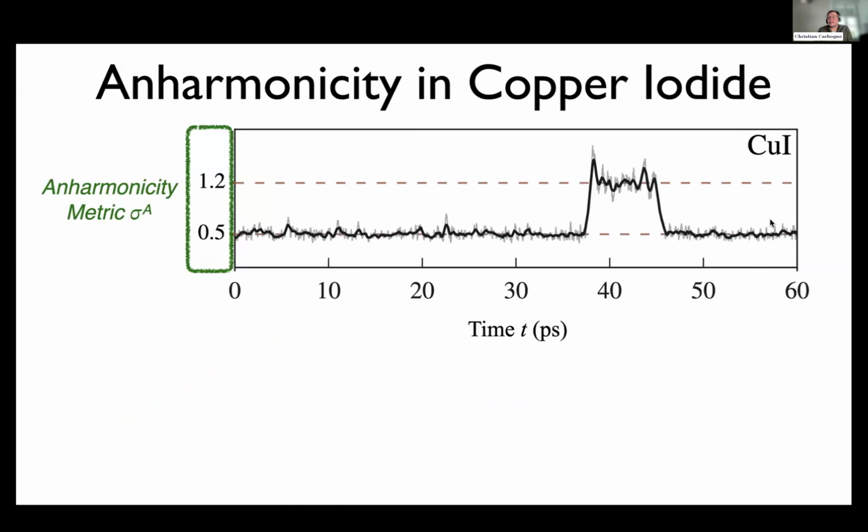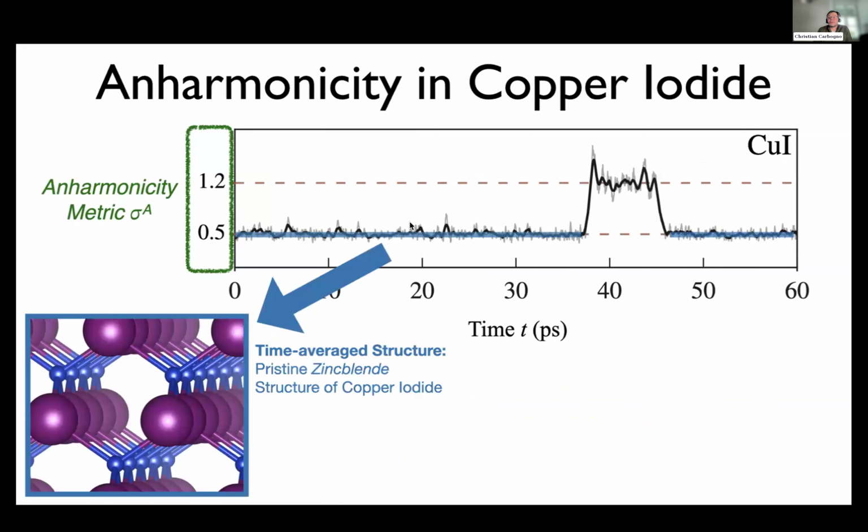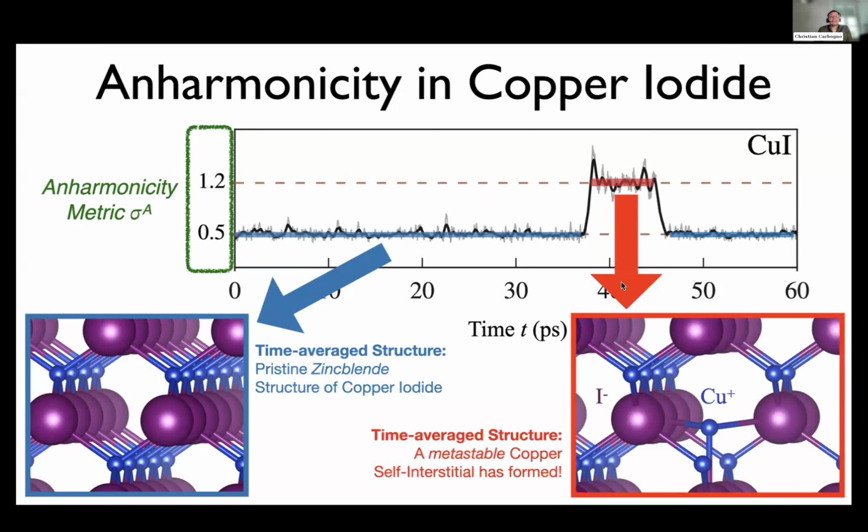Then sometimes you see little jumps and then it goes back to its original value. If we look at this blue regime and just average the structure, we indeed find a pristine zinc blende structure of copper iodide. However, here where this jump is, where the harmonicity matrix goes to 1.2, which implies that anharmonic forces and harmonic forces point in different directions, if we take this structure, we see that a Frenkel defect has formed, so a vacancy self-interstitial pair has formed here for the copper iodide. This spontaneously is created. It survives for a couple of picoseconds before it decays again back to equilibrium.